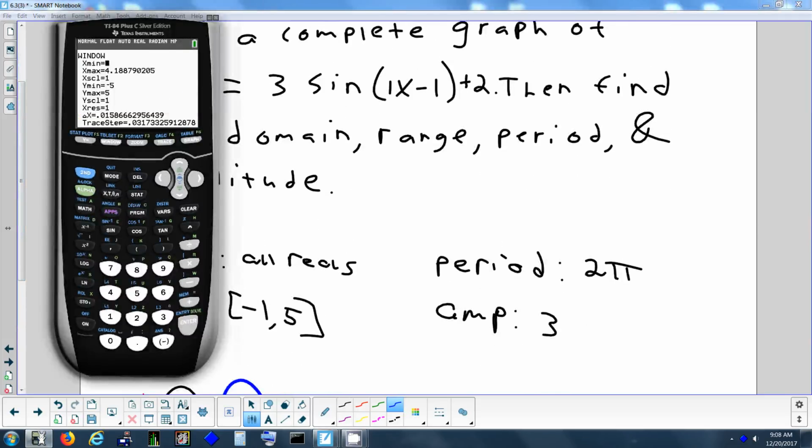So let's set the x max from 0, and let's just go to 2 pi. We'll show 1 cycle. Negative 5 to 5 is okay for the window. It's going to be right on the edge of the screen, so I would probably do like negative 3 to 7. And then you won't be right on the edge. Okay, so we're looking at 1 cycle.